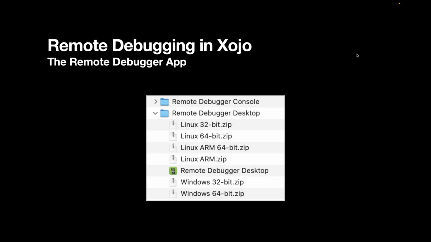so I can just launch it right away. If you need it for a virtual machine that's going to run a different OS, grab the right one, get it over there, unzip it, and install it. But it's just a desktop app, or a console app in the case of the remote debugger console. So whichever one's appropriate, get it over there, get it installed, and you'll be ready to go.